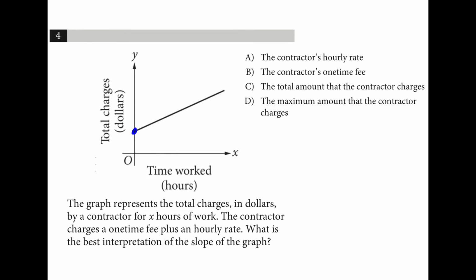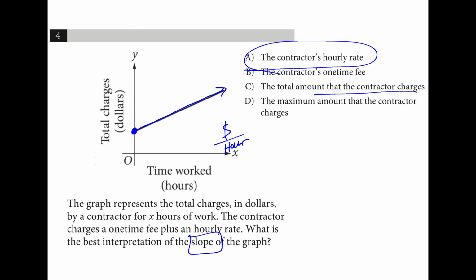So here we have our one-time fee, and then we have an hourly rate. So the slope of the graph, which is the dollars per hour, is going to be the hourly rate. It's not the total the contractor charges, because that includes the one-time fee. It's not the one-time fee, that's the intercept. And there is no maximum amount here.